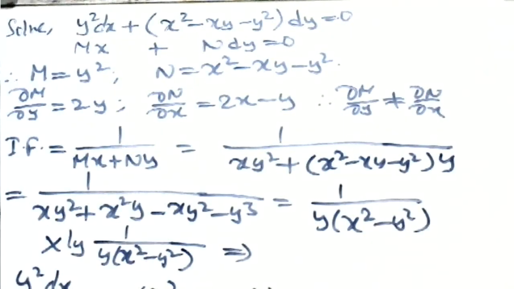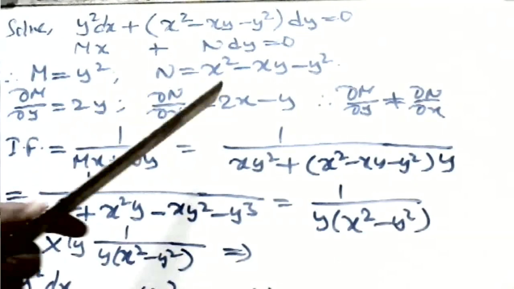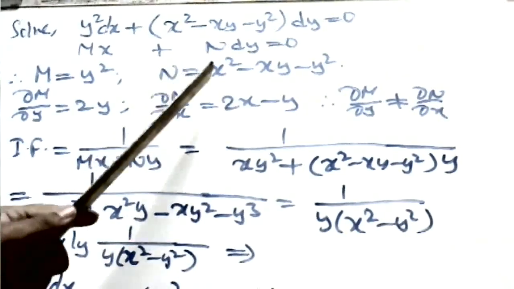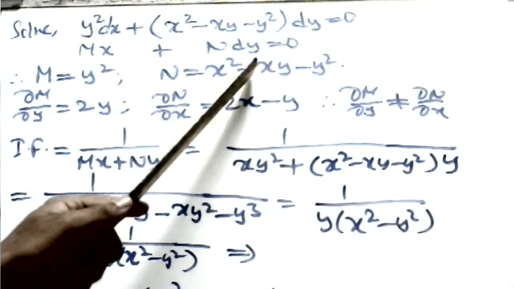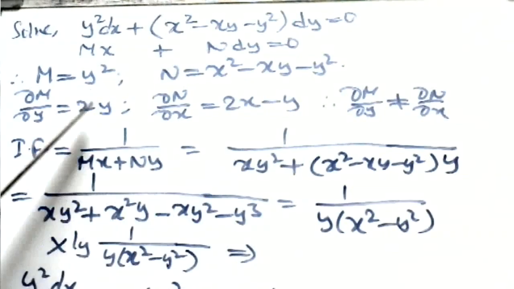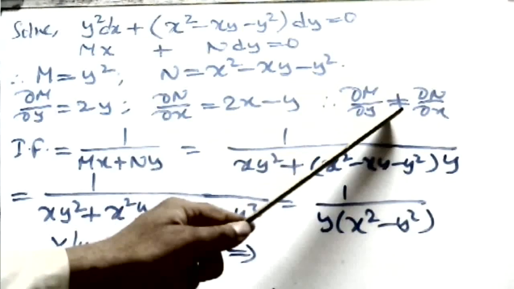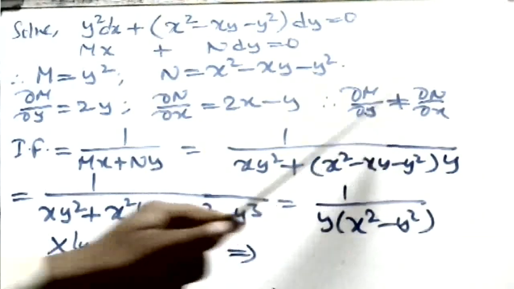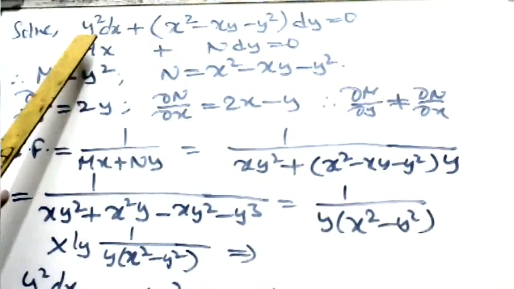Now compare: this is M, this is N. If you differentiate ∂M/∂y, this will be 2y. And when we differentiate N with respect to x, x² gives 2x, x gives 1, 1 into y is y, and the constant is 0. These two are not equal, therefore this is not of the exact form.